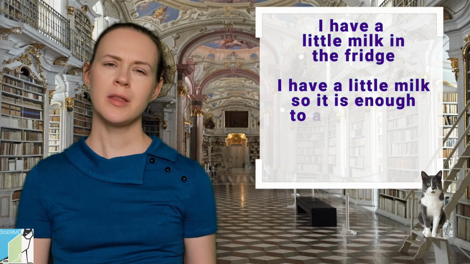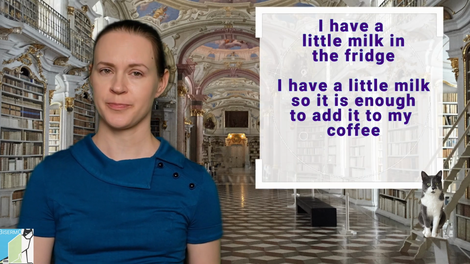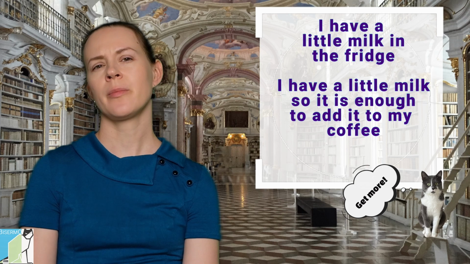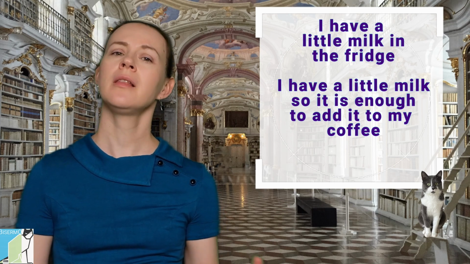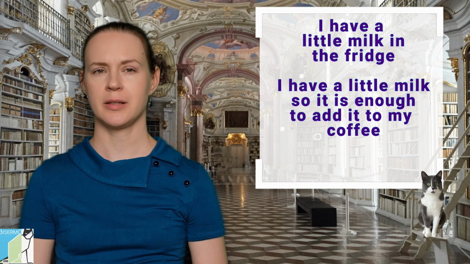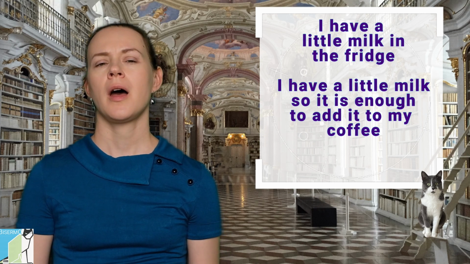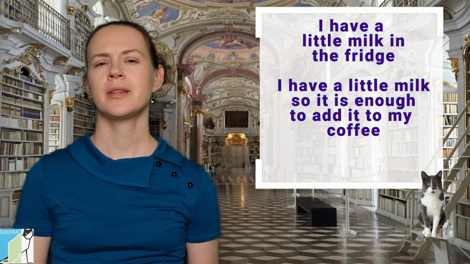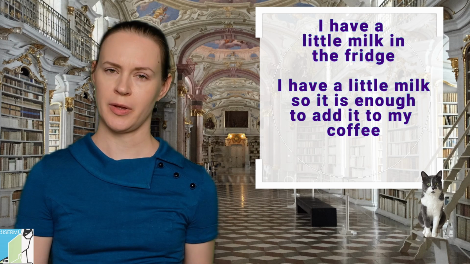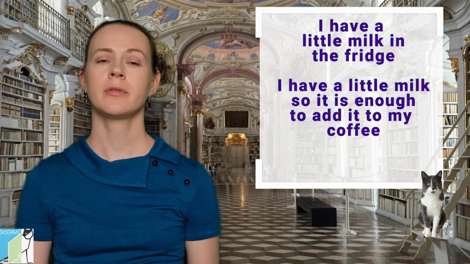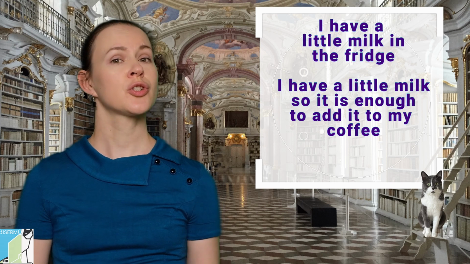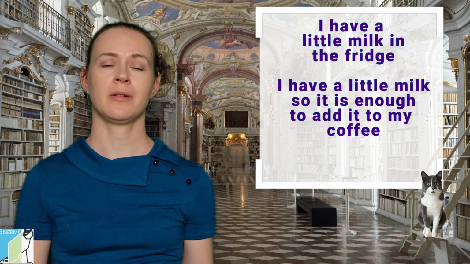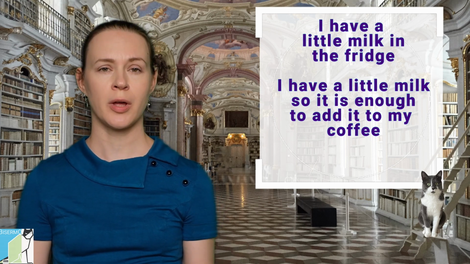I have a little milk in the fridge. In this example, I can't count milk, so I used a little to make a sentence. A little milk means that I don't have a lot of milk, but it is enough for me. I don't need to go to the shop. I have a little milk, so it is enough to add it to my coffee.